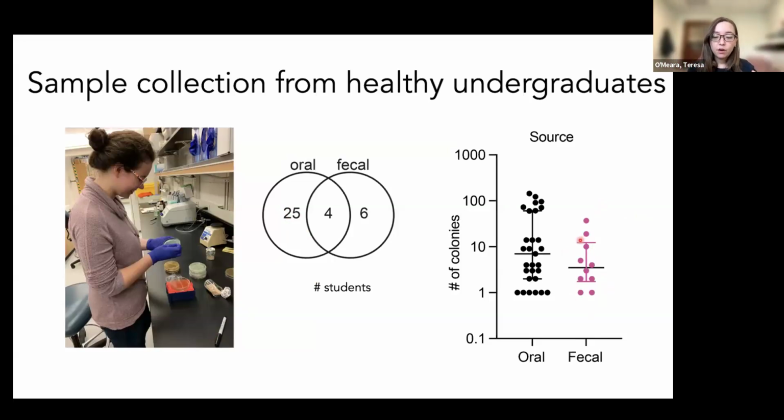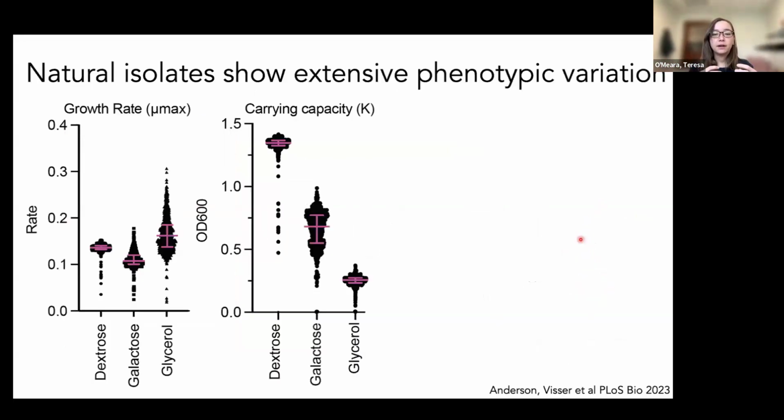Given that said, we had almost 900 isolates from these students, and we saw a huge amount of variation in their ability to grow under different conditions. So here what I'm showing you is the growth rate, so how quickly they're dividing, in either dextrose, galactose, or glycerol, so pretty standard carbon sources. And we can see that there's a lot of variation between these strains.